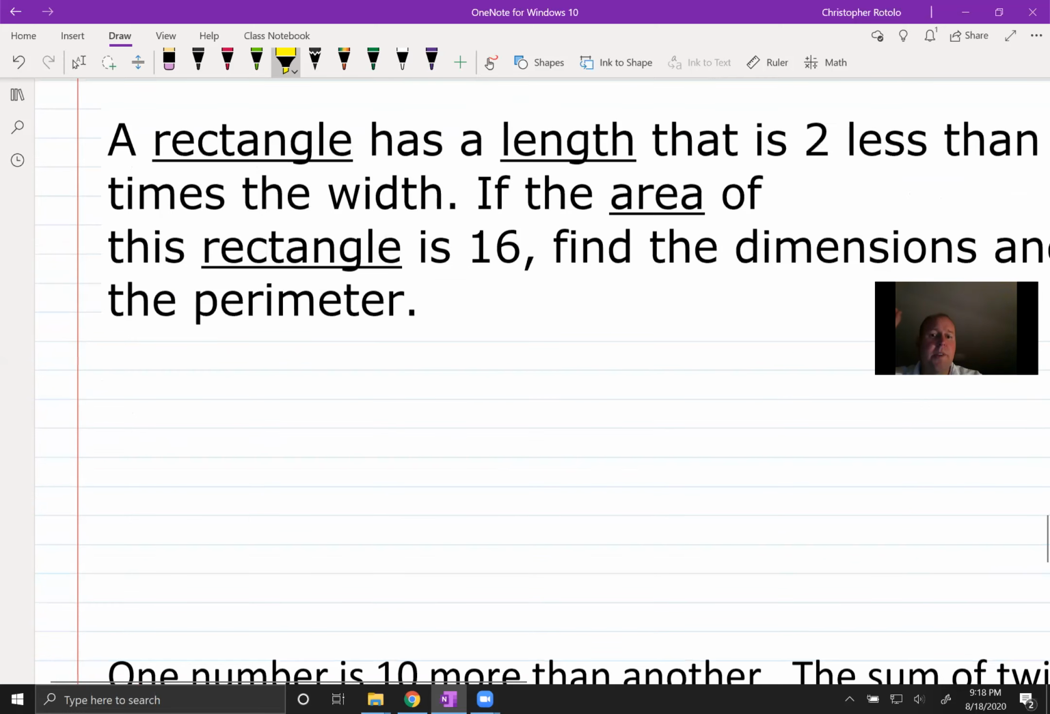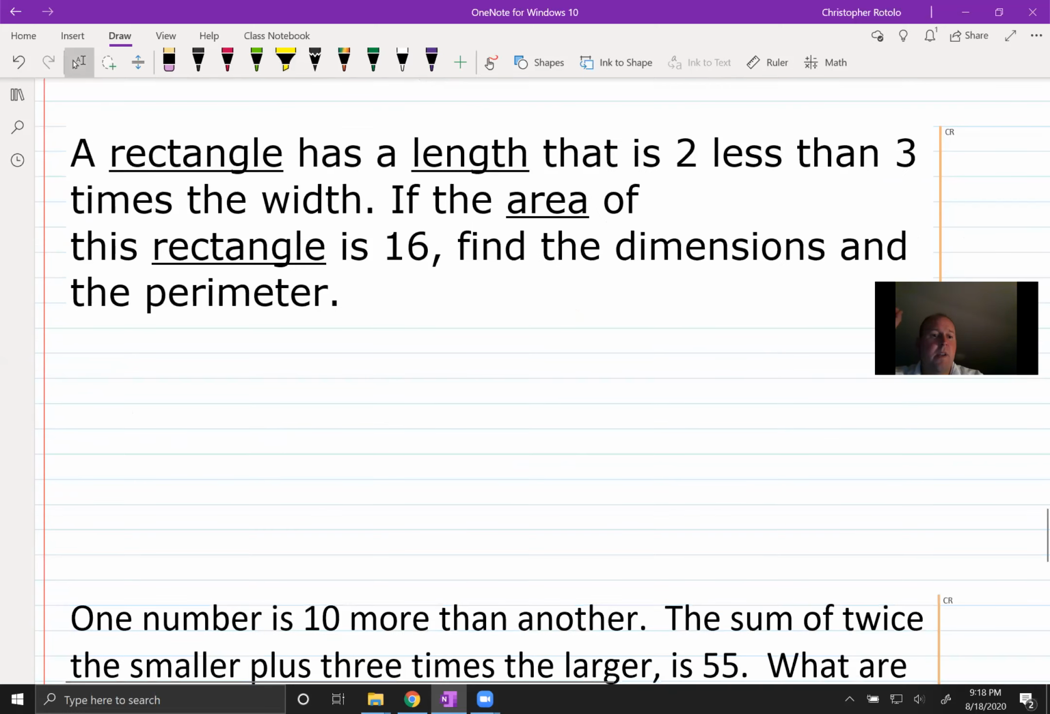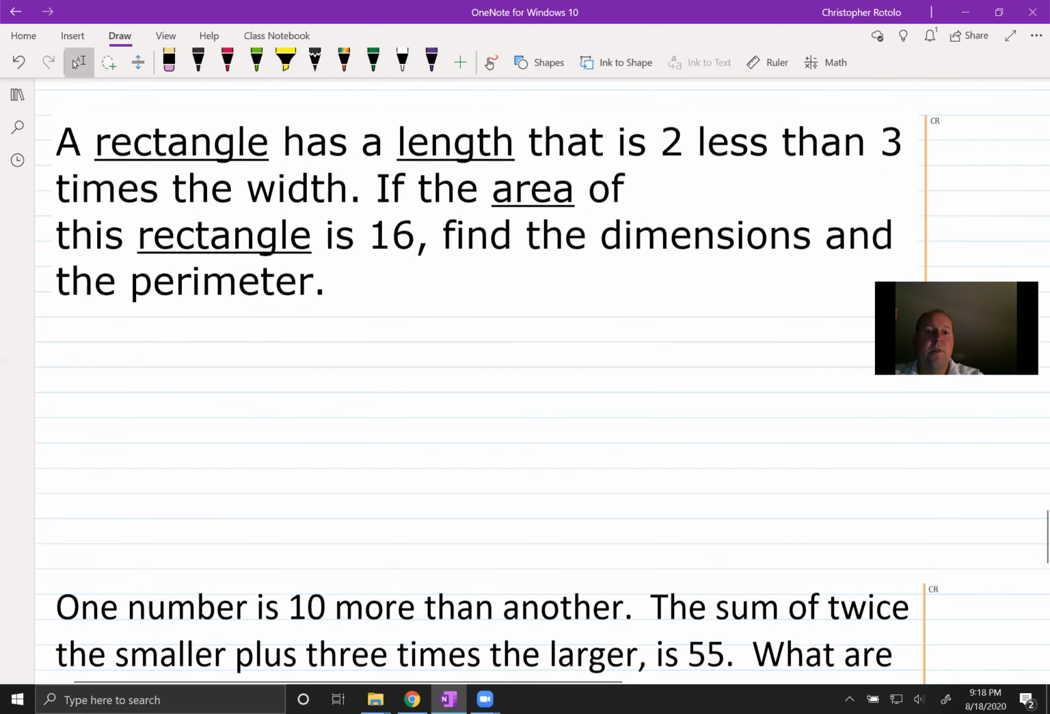Other thing we're going to deal with still and some more is dealing with these comparison equations. I know this is a tough thing from year to year, but we'll see how it goes. The rectangle has a length that is 2 less than 3 times the width. So I don't know who you had for Algebra 1, but if it was me, I like to highlight that. Why is it so important? Because it's a comparison sentence. It compares the length and the width.